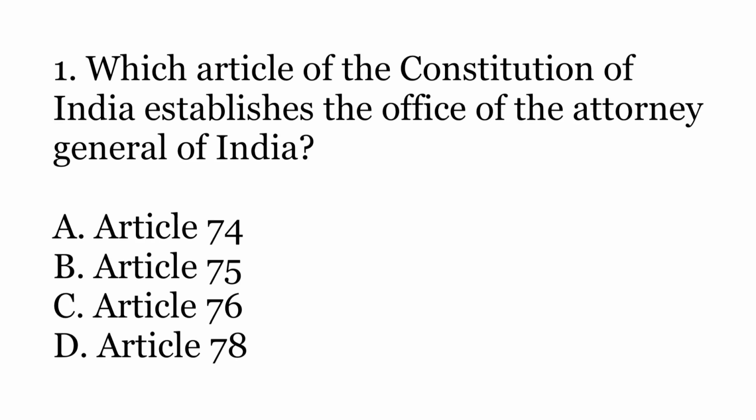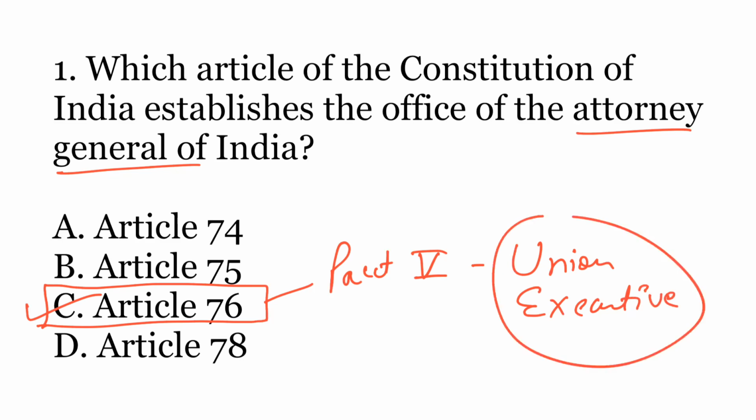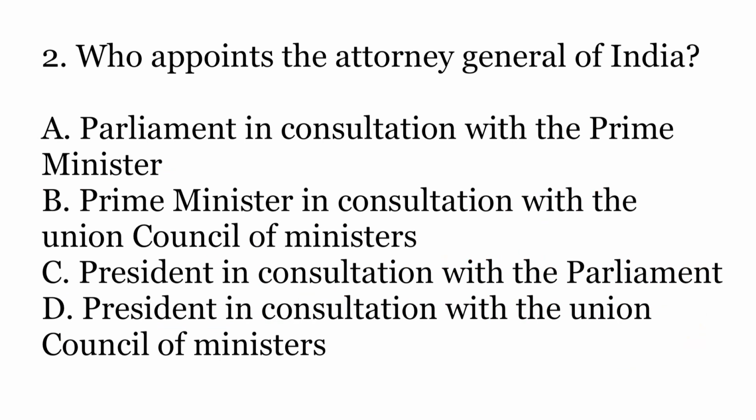The correct answer is C. Article 76. So, Article 76 is mentioned under Part 5 of the Constitution, which is the part of the Union, and Attorney General of India is a part of the Union Executive. So, it is mentioned under Part 5, Article 76 of the Constitution.